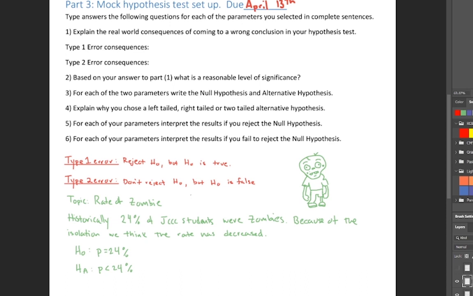Anytime you come to a wrong conclusion where the conclusion in your statistics disagrees with reality, we call that an error. And there's two kinds of errors. You can see them here. The first one is when you reject the null hypothesis, and that was wrong because the null hypothesis was true. And then the second scenario is when you don't reject the null hypothesis, but you should have, because the null hypothesis is false.